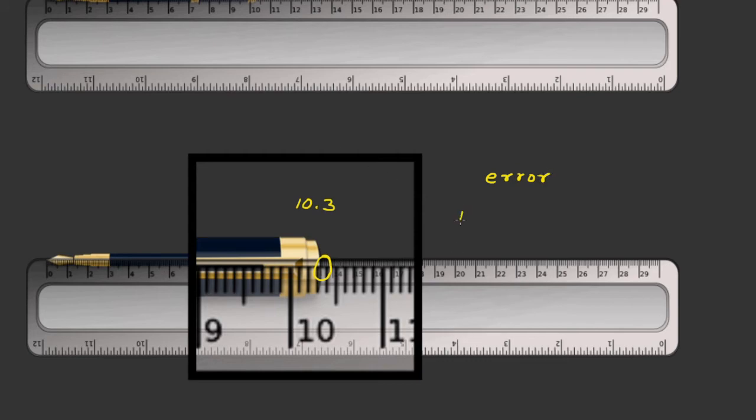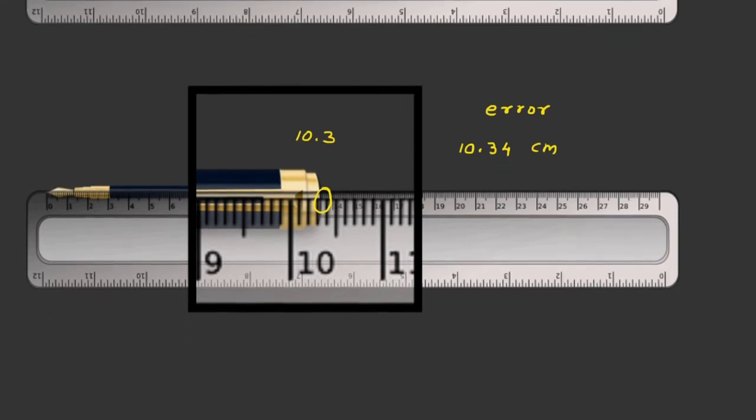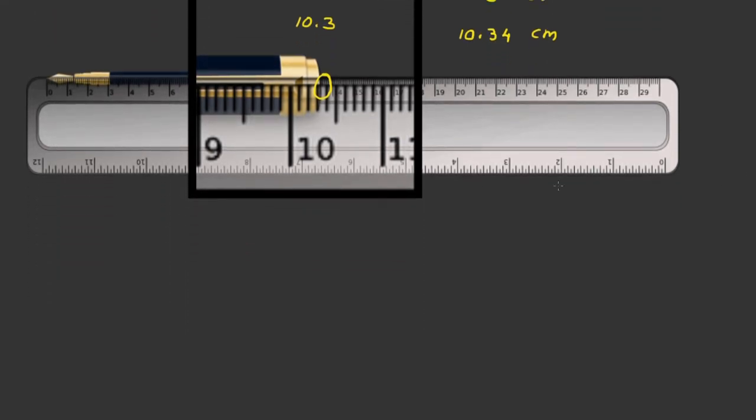If the exact measurement of the length of this pen is 10.34 centimeter, then the measurement with the millimeter scale is closer to the correct length than the measurement with a centimeter scale. But there is also a difference in the limit of the measuring instrument. So there are two terms we need to study here. They are accuracy and precision.